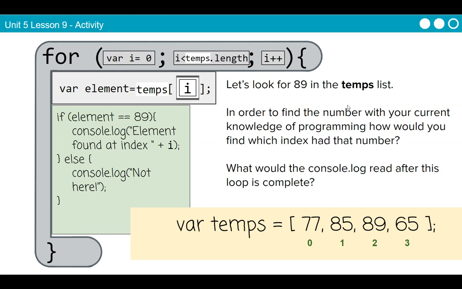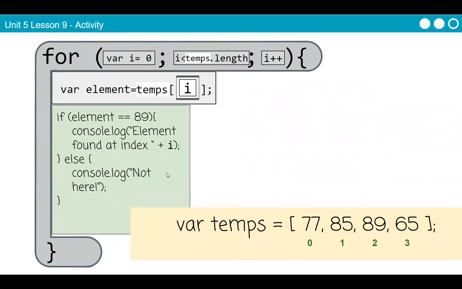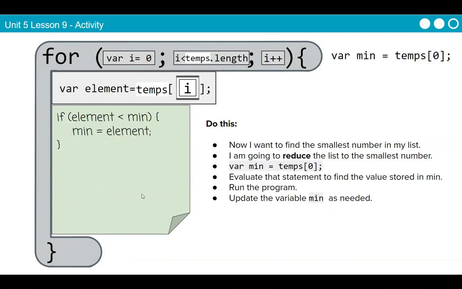So let's look for 89 in the temps list. In order to find that number, how would you find which index had that number? What would the console.log read after this loop is complete? Let's check it out. Console says, not here for the first loop, not here for the second loop, element found at index 2 for the third loop, and last but not least, not here for the last item.